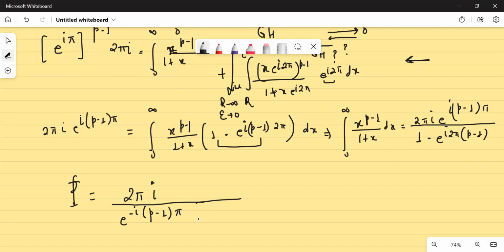If you divide, this will come out as minus e to the power iota p minus 1 pi. Okay, so just take this thing and put it in the denominator. So you'll get this, and you just take this thing common out. That is, I'll write it as e to the power, sorry, 2 pi iota divided by e to the power minus iota p pi.